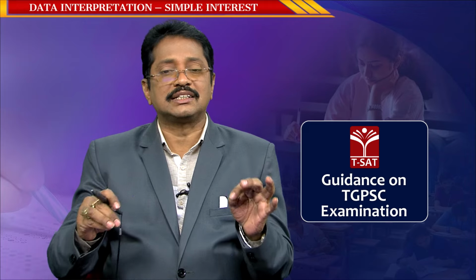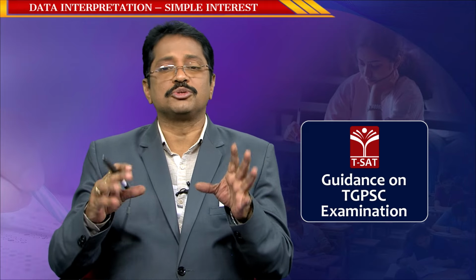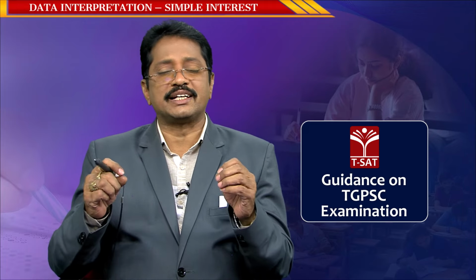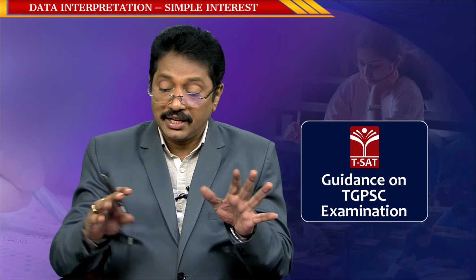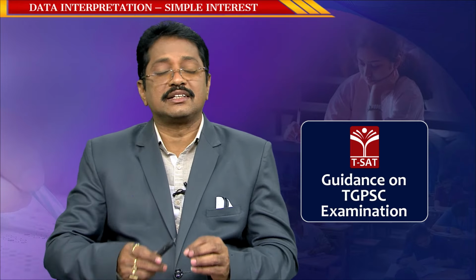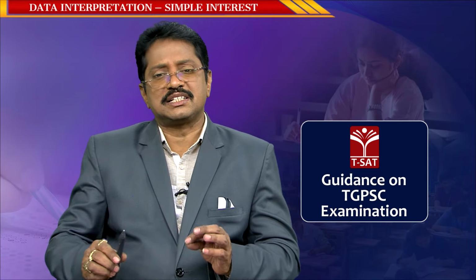The only thing is the prerequisites, the basic information you require to perform the solutions perfectly: you have to calculate square roots and cube roots and find cubes and squares. This is very important. Then it's very simple. I think you understand simple interest and compound interest in a very simple manner.